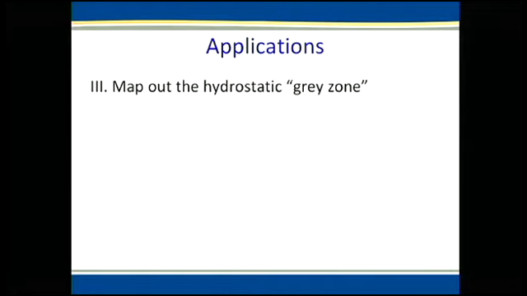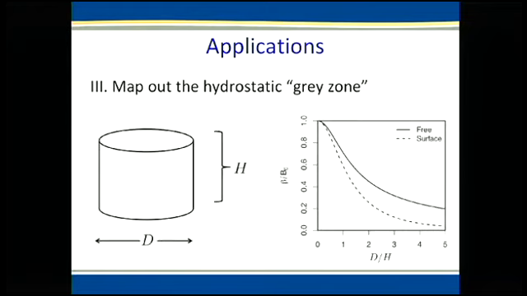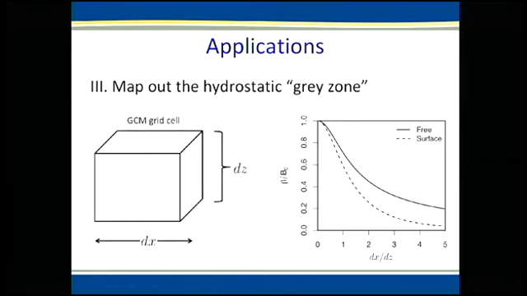All right, another application would be mapping out the hydrostatic gray zone. What do I mean by that? So the main result is that if you have some cylindrical parcel of these dimensions, then its effective buoyancy is given by this curve, as a function of its aspect ratio. But I can just re-envision the cylinder as, say, a GCM grid cell, right?